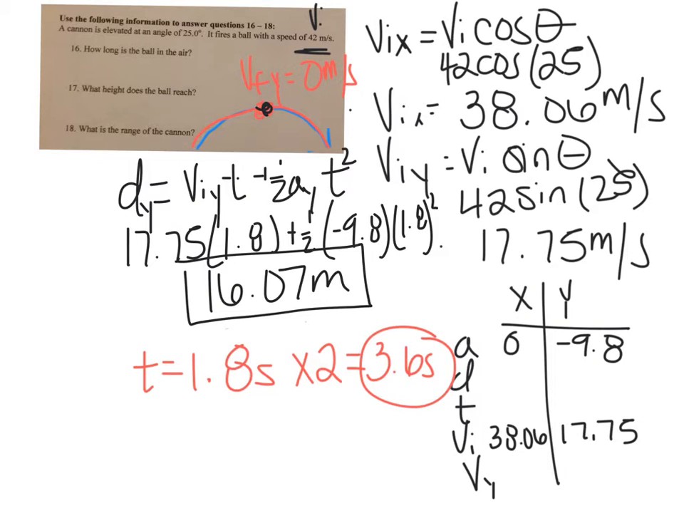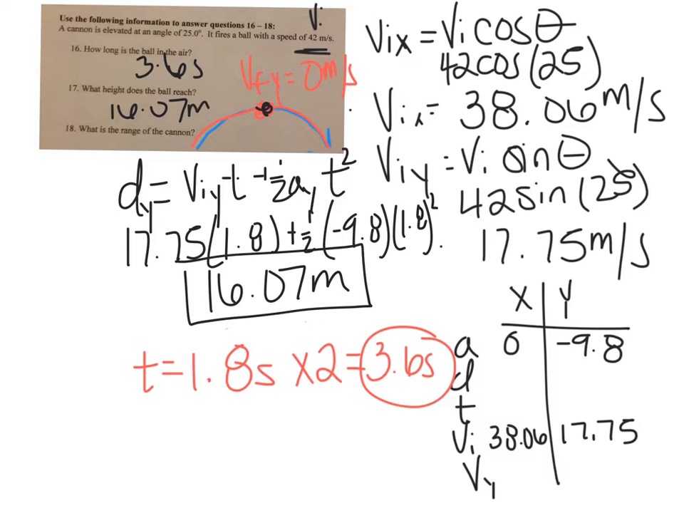If you had plugged in the 3.6, you're probably going to get an answer relatively close to 0 because it's going to tell you it's back on the ground, or, because of rounding, it may not give you exactly 0. So your vertical height is going to be 16.07 meters. To fill in number 16, that was 3.6 seconds total.